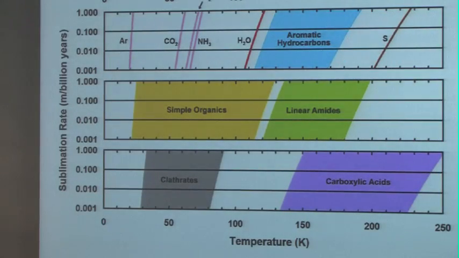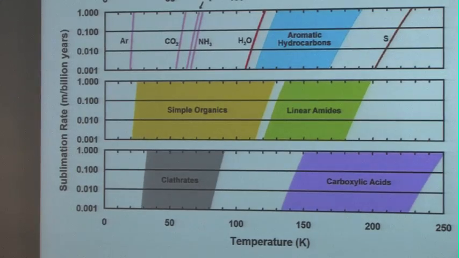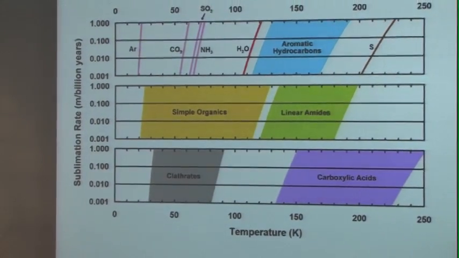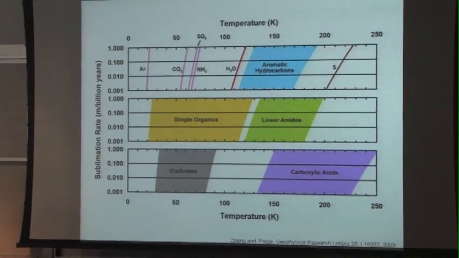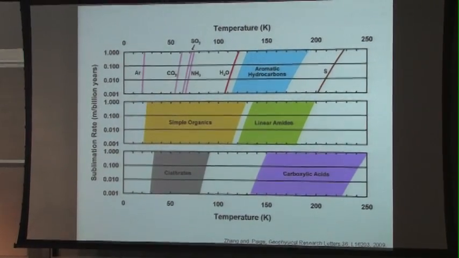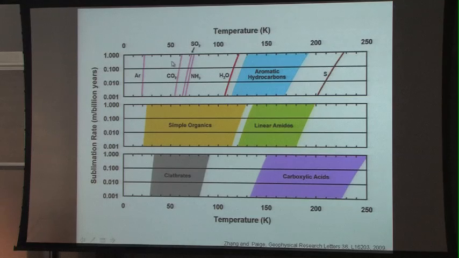This slide is a restatement of a slide that Andy showed, which shows the thermal stability of a bunch of volatiles as a function of temperature. This brings me to one of the first main points I want to make: there are a lot of potential ices on the moon, not just water.